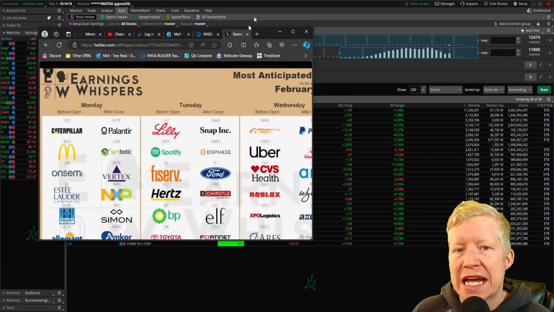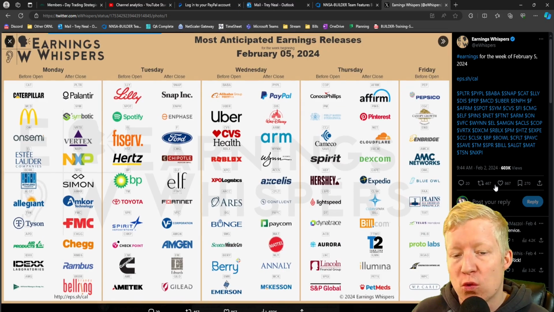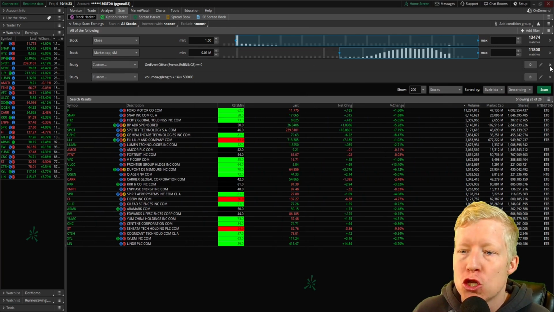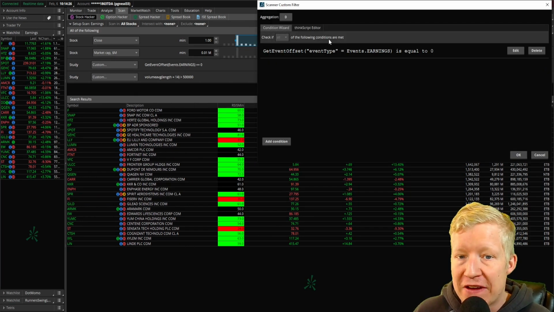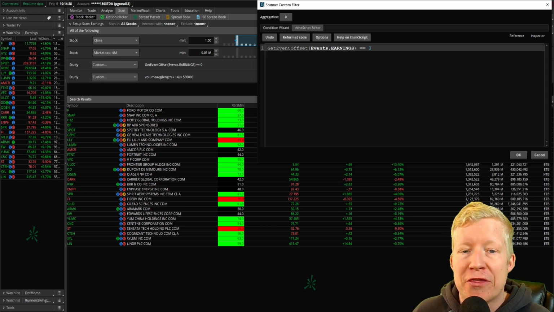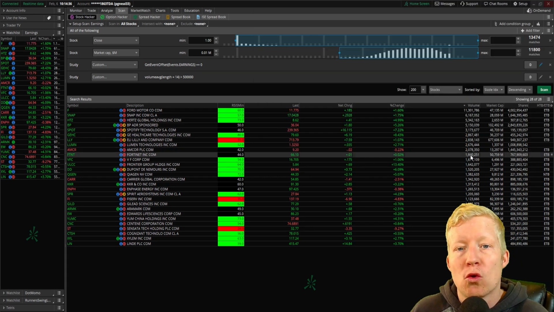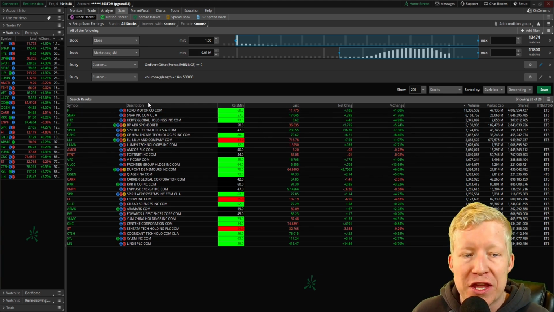Do you find it annoying to have to go every day of every week and find an earnings calendar like this to try to figure out what's coming up that day? Well, did you know that within Thinkorswim, you can call an event's earnings? If you use the method getEventOffset, with Events.earnings being the constant, and then you set that equal to 0, meaning it's today, you can pull that information directly within Thinkorswim.